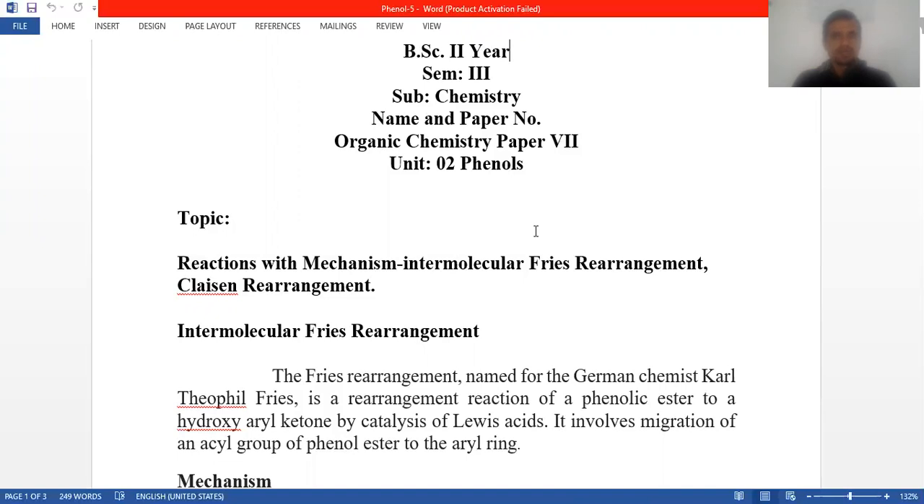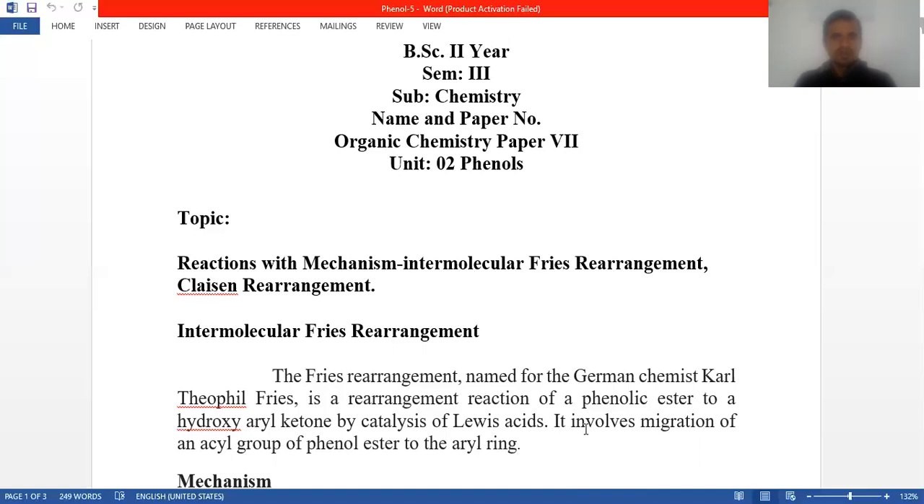So first we start with the first rearrangement, that is the intermolecular Fries rearrangement. What is meant by this intermolecular Fries rearrangement? What is the reaction, how does the reaction go, and what is the mechanism of the reaction? We can see one by one. The Fries rearrangement is named for the German chemist Karl Theophil Fries. Fries is the name of the scientist, and from his name this reaction is named.